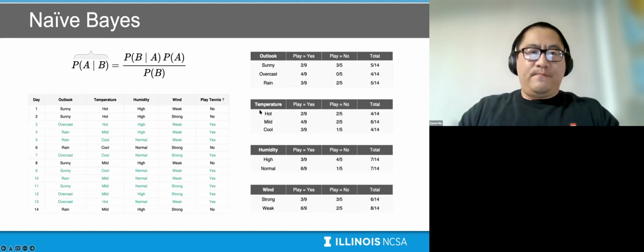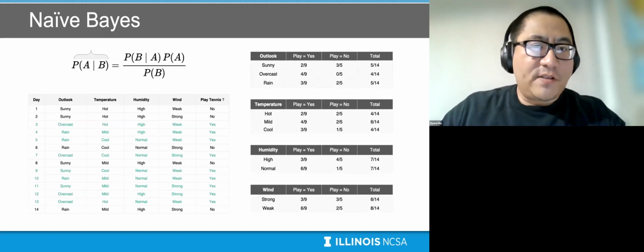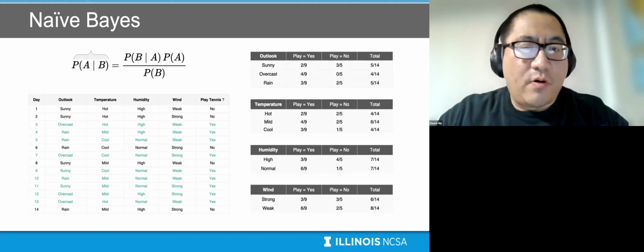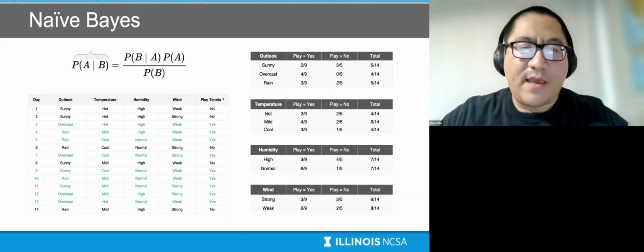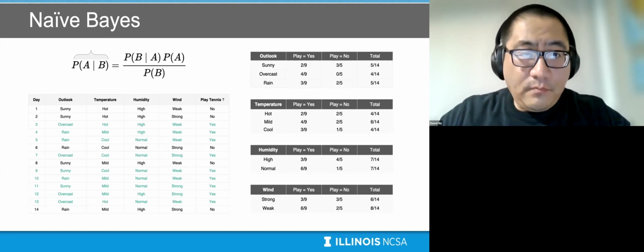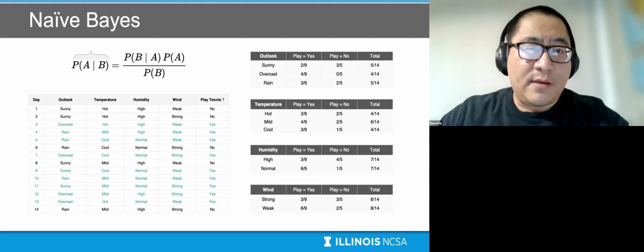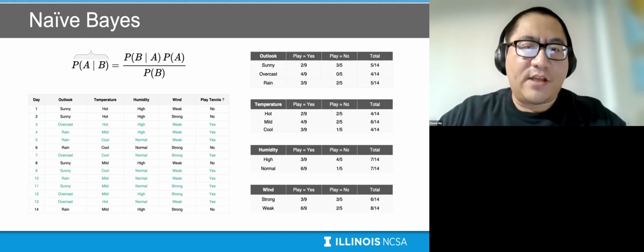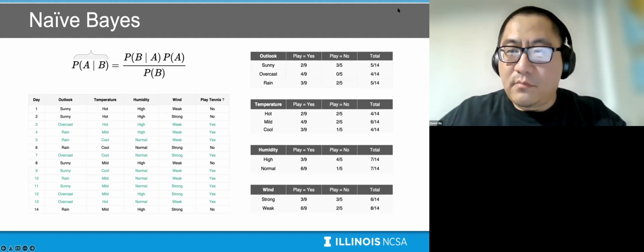Let's get to some details. First, this is the very simple and elegant formula for naive Bayes. The P means the probability. So this formula means the probability of A given B equals the probability of B given A, multiplied by the probability of A, divided by the probability of B. So, for example, should I play tennis or not?